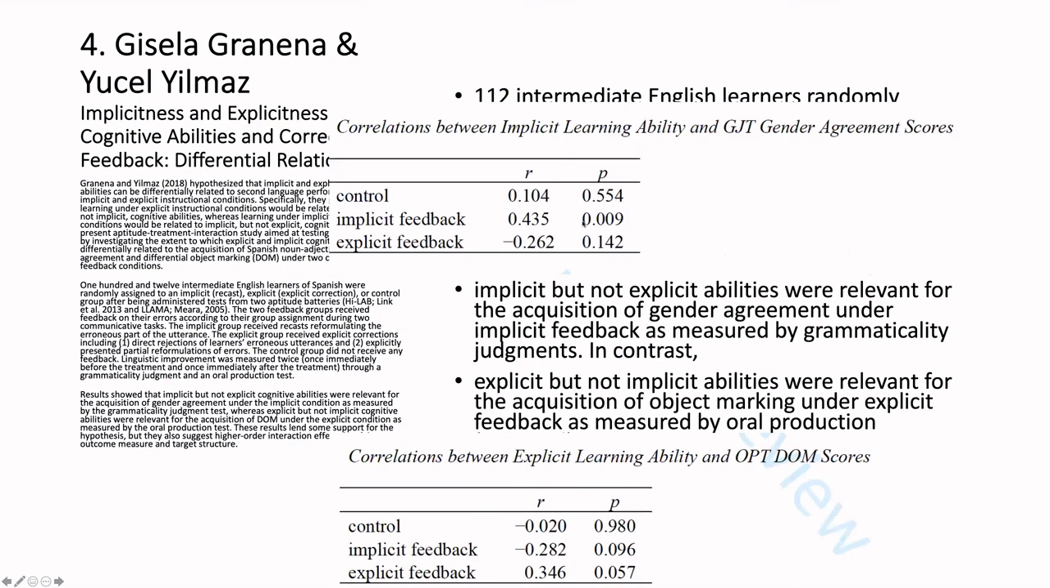Were there correlations between implicit learning ability and picking up implicit feedback rather than explicit feedback? Yes. Were there associations between explicit learning ability and picking up implicit or explicit feedback? Explicit learning ability seems to have correlated more with explicit feedback.